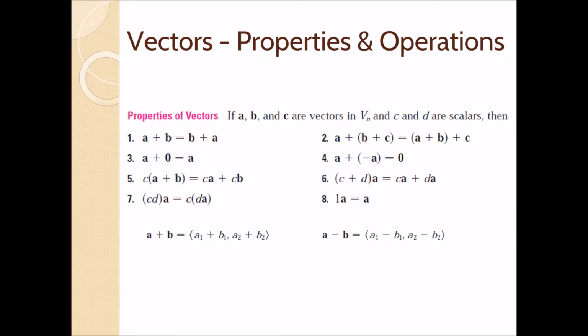Listed here are some basic properties of vectors. Vectors follow the commutative and associative rules, and when multiplying with a scalar, you can distribute the scalar, as can be seen in properties 5, 6, and 7. For addition and subtraction, you will simply add and subtract the respective components.